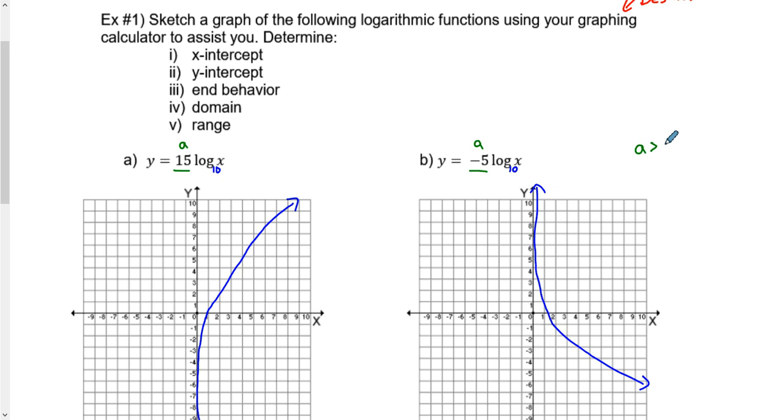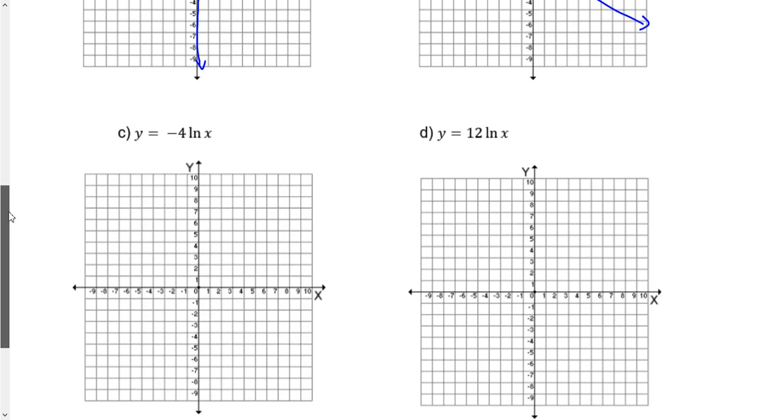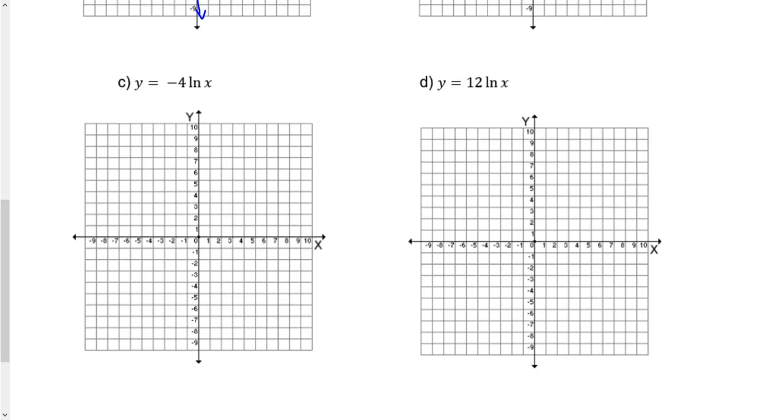If the a value is greater than 0, we're going to have an increasing logarithm. If the a value is less than 0, it'd be a decreasing logarithm. So if we go into the next two, we'll see that there's some more things to it. You'll once again see something slightly different. This ln. Now ln represents the natural log.